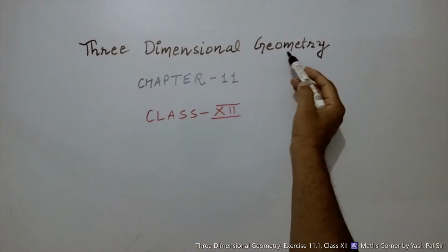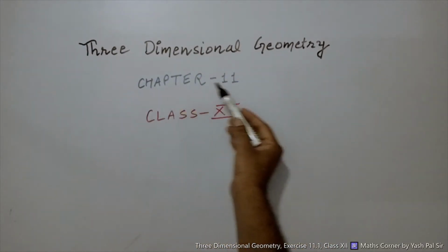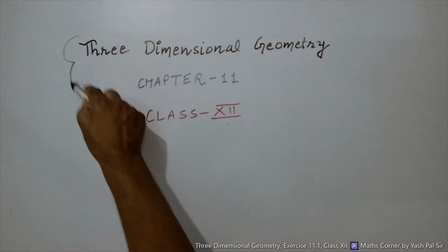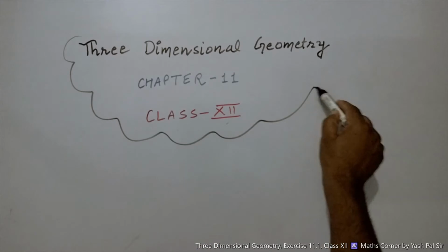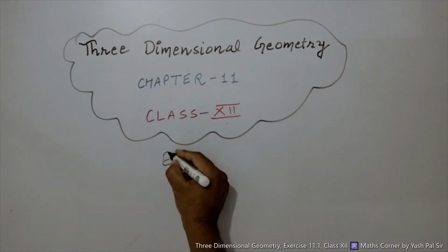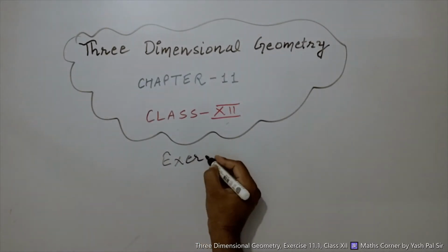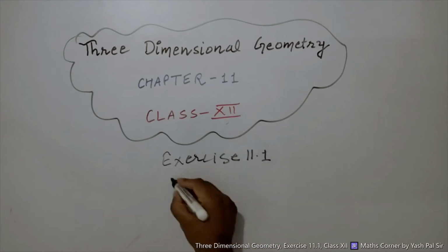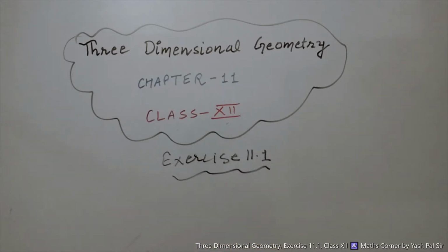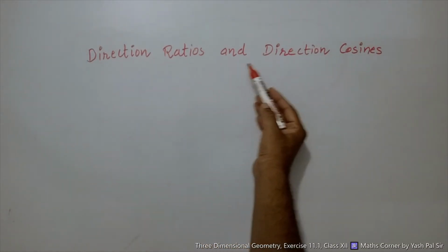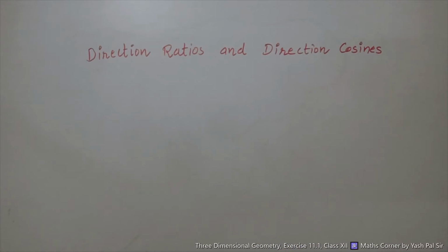Three dimensional geometry, chapter number 11, class 12th, subject mathematics. So let us start now. The topic of the day is we shall discuss the questions of exercise 11.1 also. Before proceeding towards exercise, the introductory part is here we shall discuss direction ratios and direction cosines.